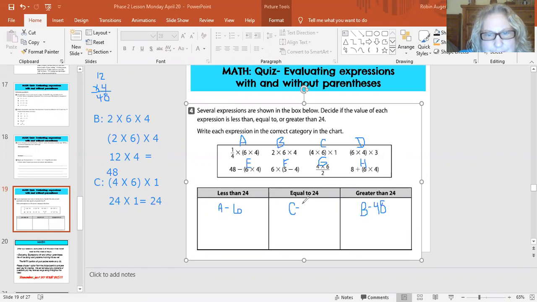E has to be 24. All right, now we're on letter D. Okay, D says parentheses 6 times 4 times 3. Now we should automatically know that this is going to go into the greater than, because we have determined that 6 times 4 is 24, right? So we can use our mental math and say, well, if it's already 24 and we're multiplying by 3, then it has to be greater than 24.